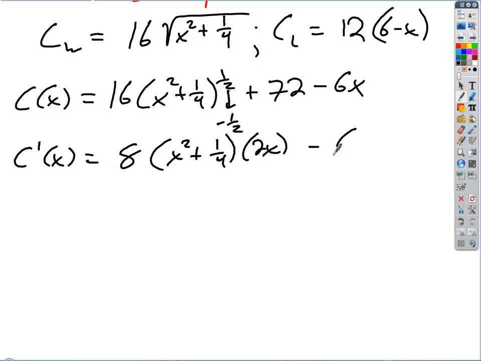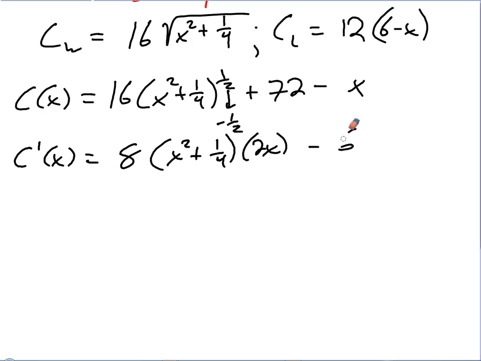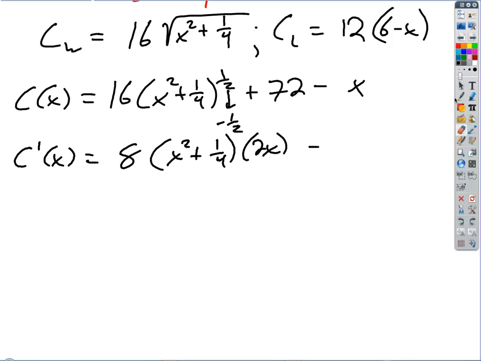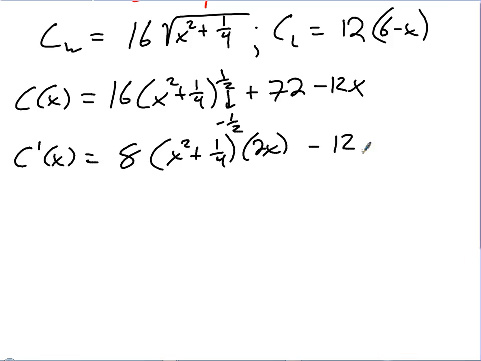Did I mess something up? It'd be 12x. Oh, you're right. Whoops, you're right. I don't know how I got 6. Oh, I see how I got 6. There we go. And I think that's where we left off.